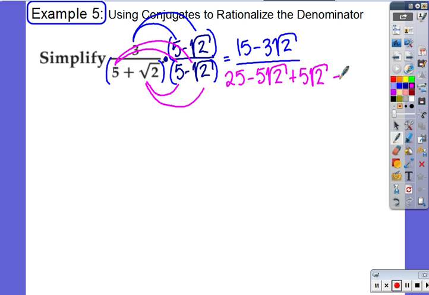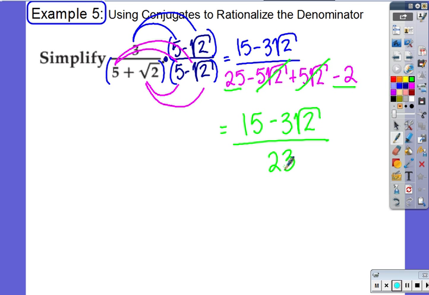What is square root of 2 times square root of 2? It's just a 2. Because it should be square root of... Yes. Okay, what happens to those middle terms? Did we get rid of our radical in the denominator like we needed to do? Yes, so that's what the conjugate does for us. So our final answer is 15, well I say our final answer, I have to look at it. 15 minus 3 square root of 2 divided by, and then if we simplify the denominator, that's going to be a 23. So the whole goal was to get the radical out of the denominator, and that's exactly what we did.